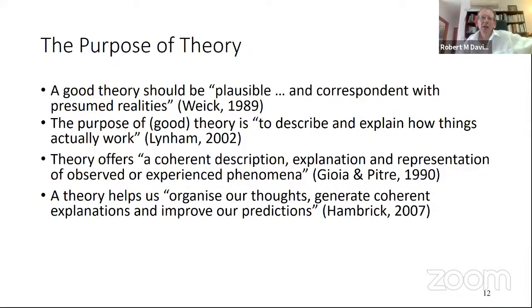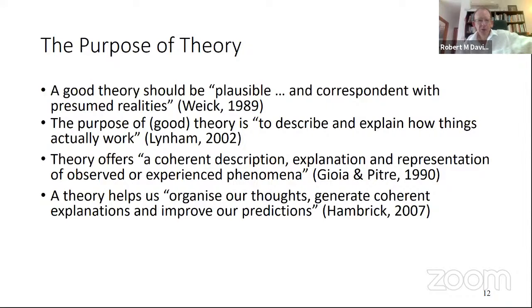Joya and Pittri, it offers a coherent description, explanation, representation of observed or experienced phenomena. So the observed and experienced phenomena are very close to what Carl Weick calls the presumed realities. Something you can see or something you can experience. And finally, Donald Hambrick, a theory helps us to organize our thoughts, generate coherent explanations, improve our predictions. That's also useful as a purpose of theory.